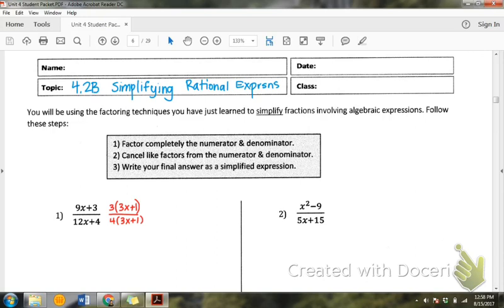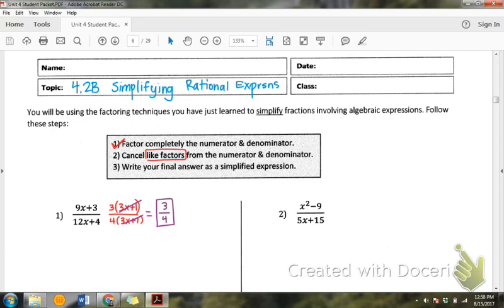All right, so if I'm looking at my steps, it says number 1, factor. We did that. Step number 2 is to cancel like factors. They have to be exactly alike. All right? So 3x plus 1 and 3x plus 1 are exactly the same thing. So I am allowed to cancel 3x plus 1 and 3x plus 1. And when I cancel them, I'm left with just 3 over 4. That's it.